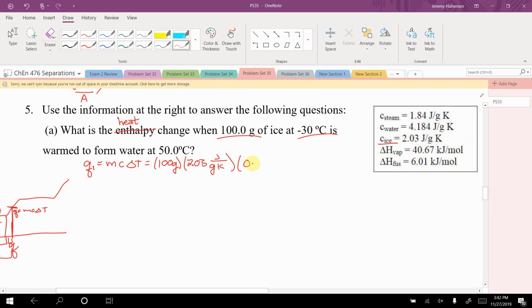And final minus initial is going to be plus 30. Okay, now I left these in Celsius. That might be confusing because that's in Kelvin. But because we're dealing with a change in temperature, I could easily change this to Kelvin, but what am I going to get?